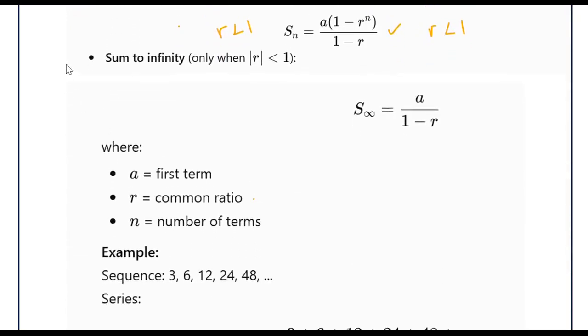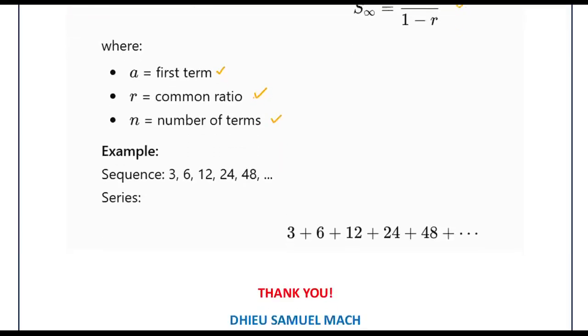How do we get the sum to infinity of a GP? The sum to infinity is A out of 1 minus R. Also, take note of this formula, we shall use it, where A is the first term, R is the common ratio or the constant ratio, and N is the number of terms. Therefore, when we come to an example here, we are given a sequence.